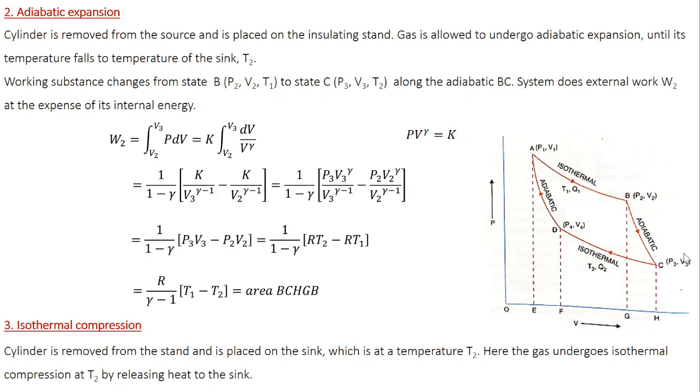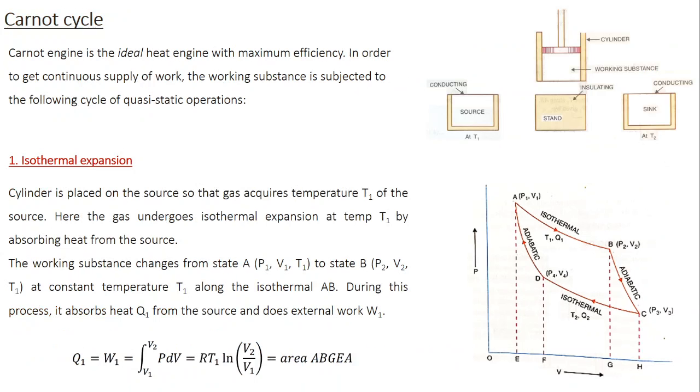Moving on to the next process, which is isothermal compression. So here what happens is the cylinder is removed from the stand and placed on the sink. Previously the cylinder was at a high temperature T1. Now the temperature is low, T2. So what happens? The gas inside gets compressed. So the piston moves downward.